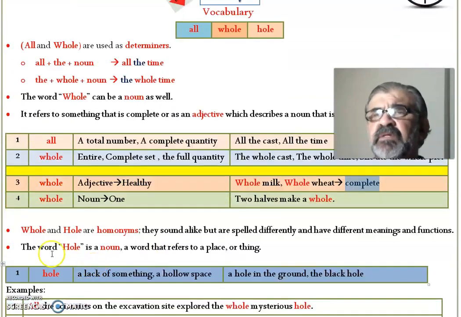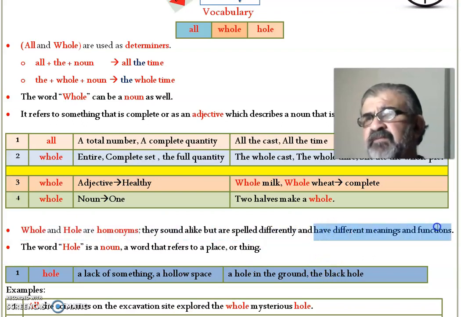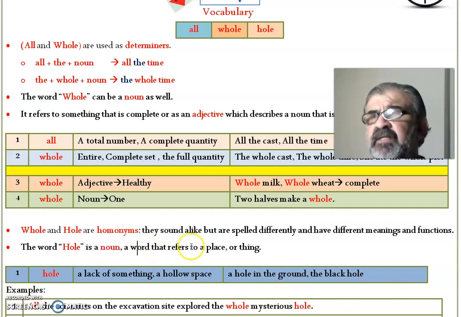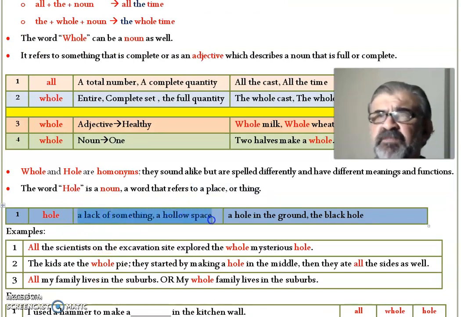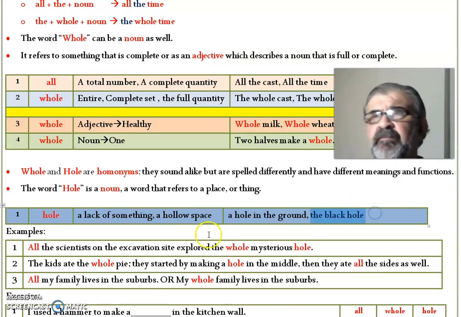Now going down, again, whole and hole are homonyms. They sound alike, but they are spelled differently, and they have different meanings and functions. The word hole is a noun. It's a word that refers to a place or thing, a lack of something, a hollow space, something that is hollow from inside. When you say, there is a hole in the ground, be careful. And you could say, the black hole.